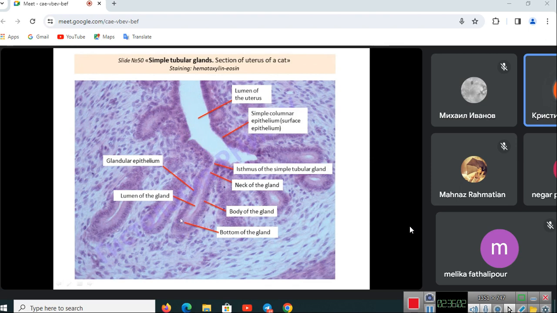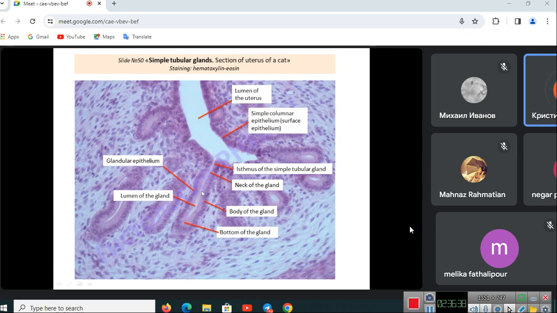Glands are simple tubular. Simple means that the duct doesn't branch, and non-branched tubular is about the secretory portion. This gland has parts which are isthmus, or the opening of this gland to the cavity. Next goes the neck of the gland. Next, body of the gland. Most of the length of this gland is body, and the bottom.